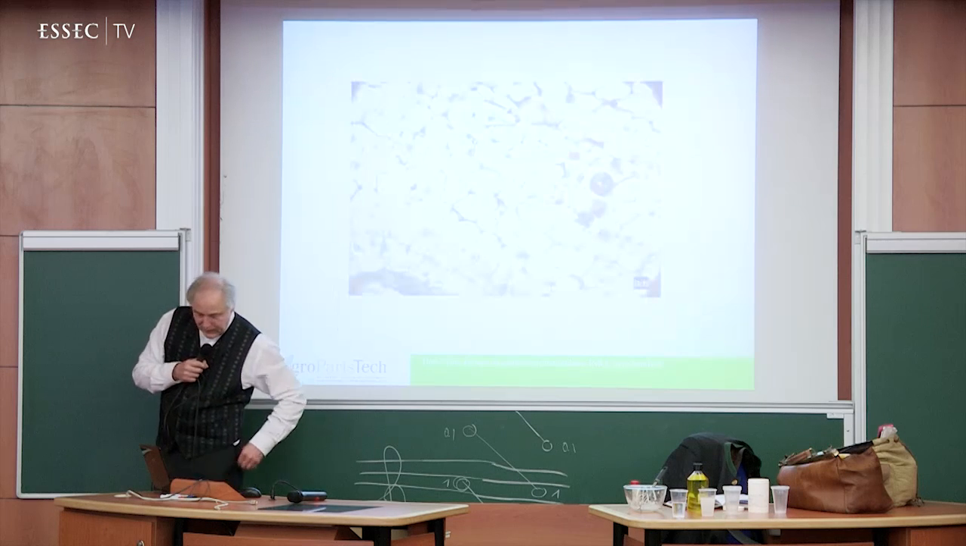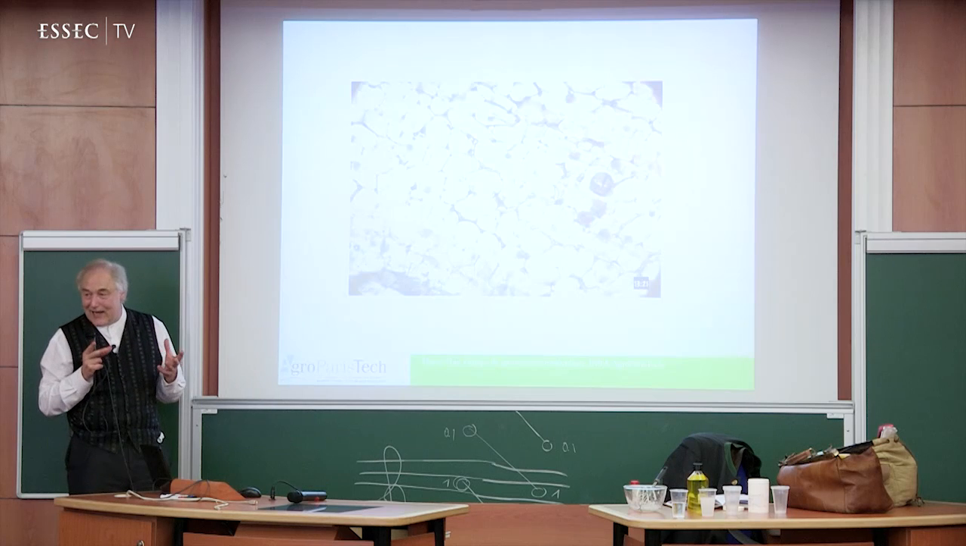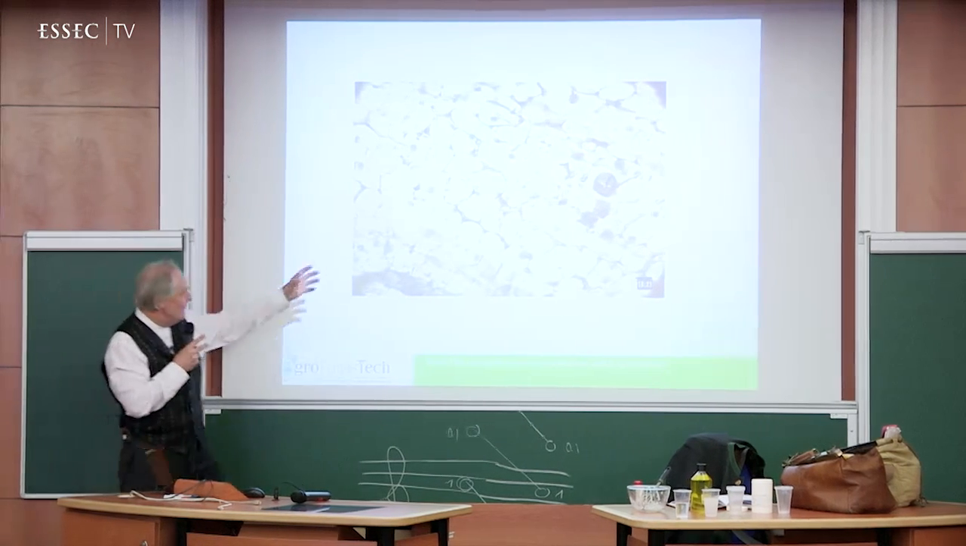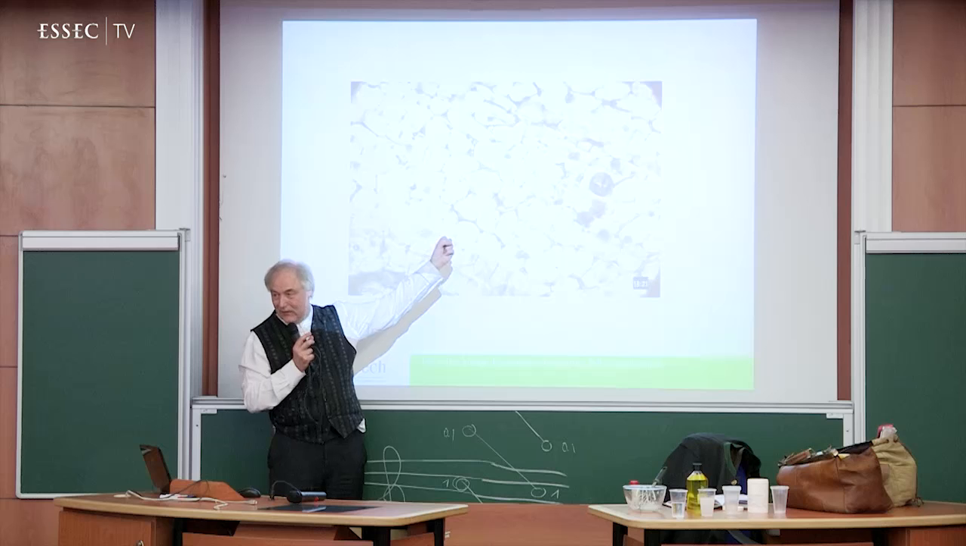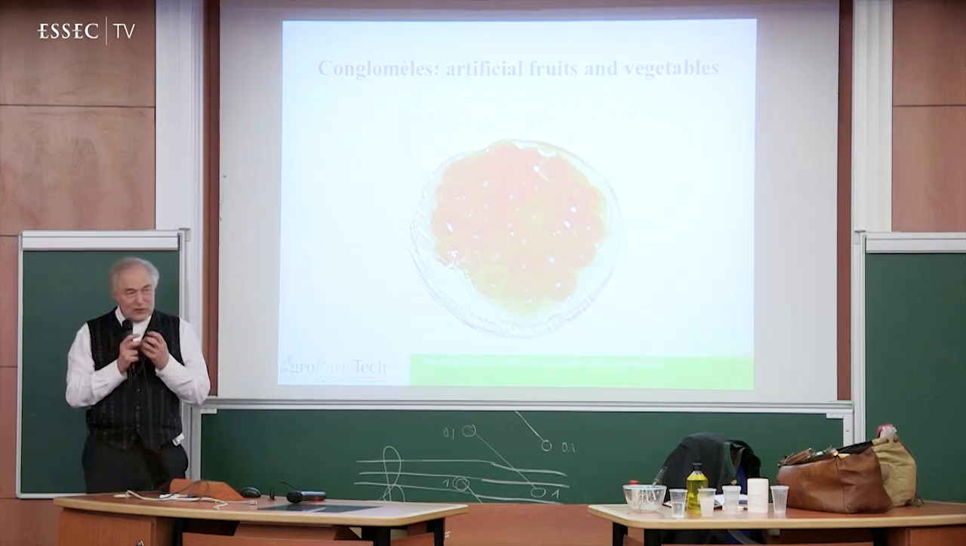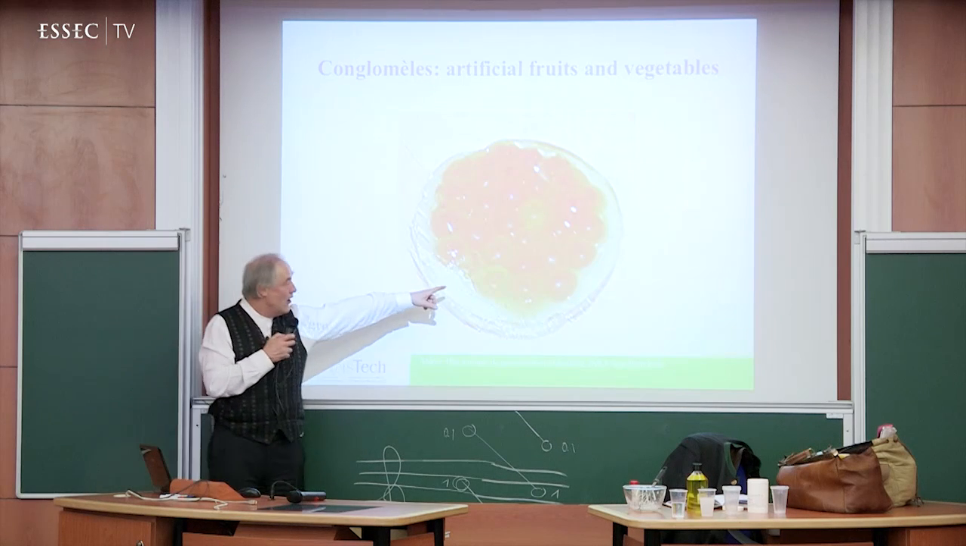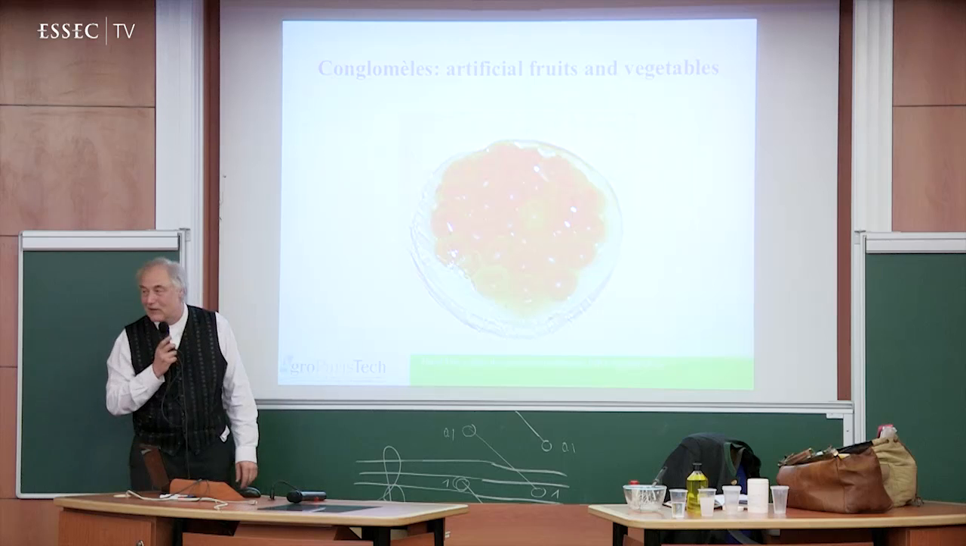Artificial vegetable. Is it possible to make an artificial vegetable? Let's analyze. We have bags full of water, and they are glued together. Here is a small bunch of bags glued together, and they are full of orange juice. So this is an artificial orange.